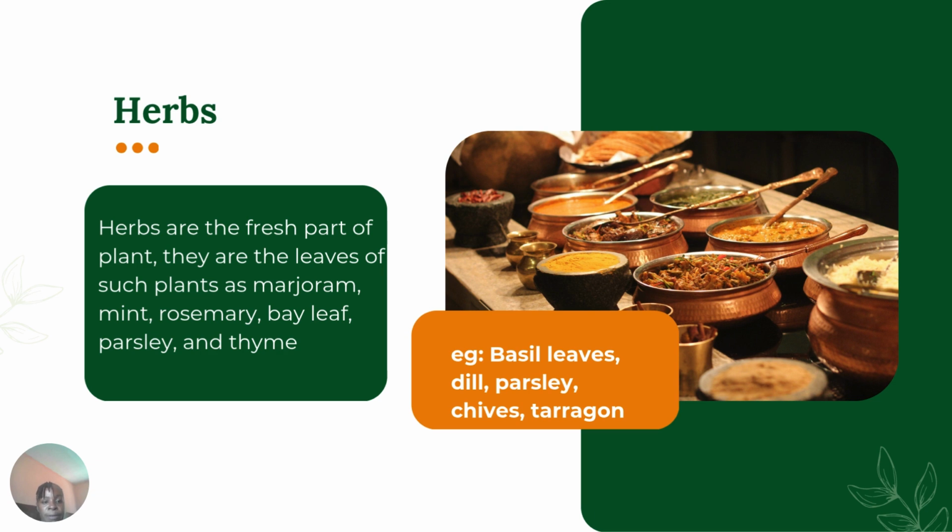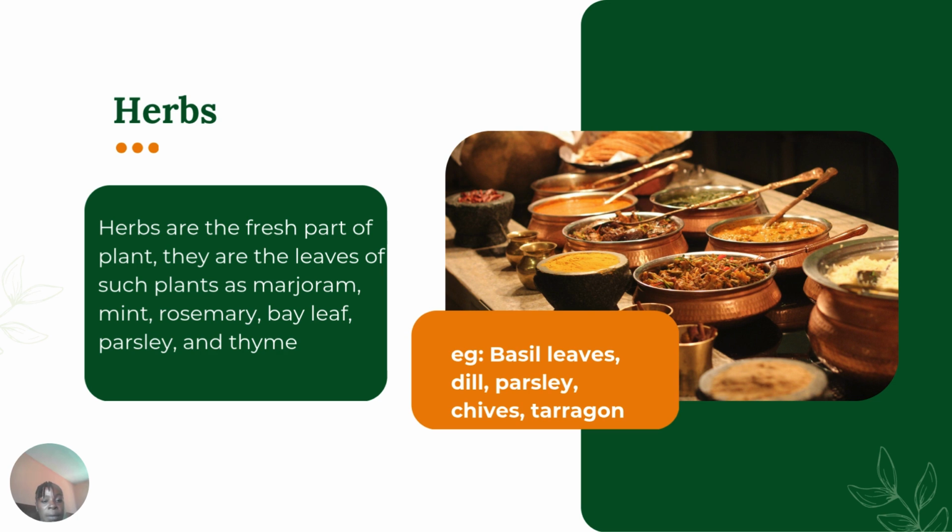Now let's look at herbs. Herbs are the fresh part of plants. They are the leaves of such plants as marjoram, mint, rosemary, bay leaf, parsley, thyme. They are the leafy parts, the fresh part of plants. The other parts, like the roots, the bark, the seed, are majorly used as spices. But the leafy parts are majorly the herbs.